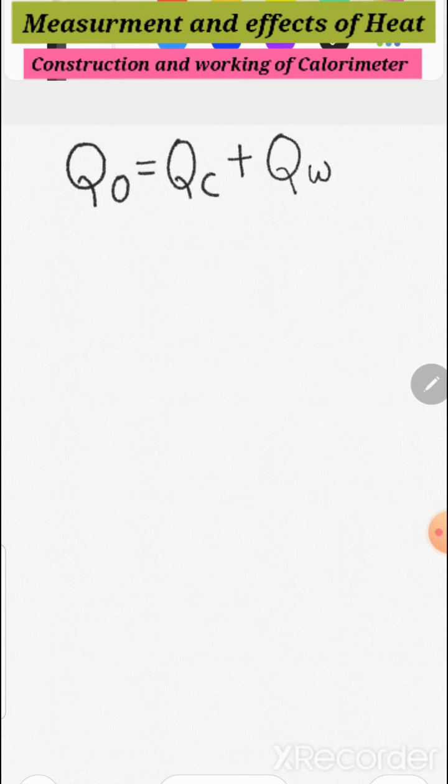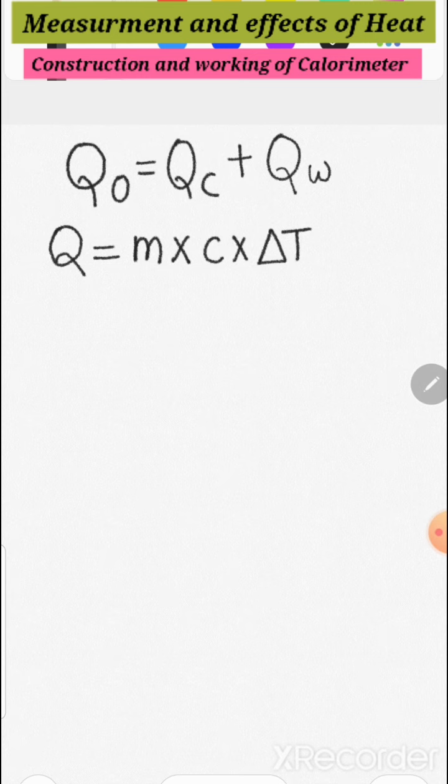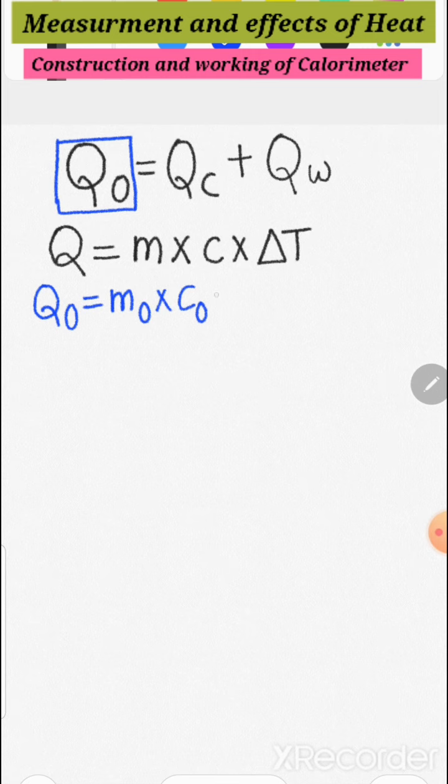Now, as you know, the heat lost or heat absorbed by any object depends upon the specific heat capacity, and we have a formula to find heat, that is equal to mass into specific heat capacity into difference in temperature, which is also known as delta T. So for the first one, the object, and this object is the hot object, the heat lost by the hot object will be equal to mass of hot object into specific heat capacity of hot object into difference in temperature of hot object.